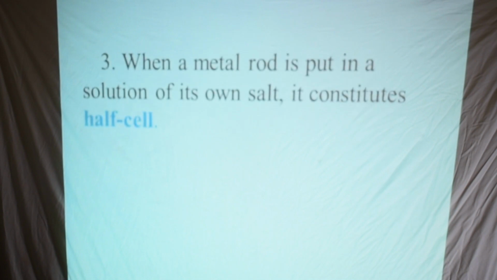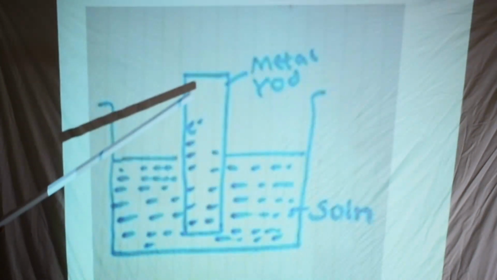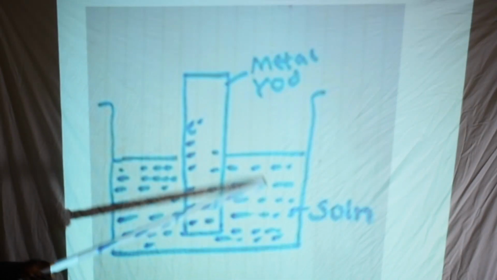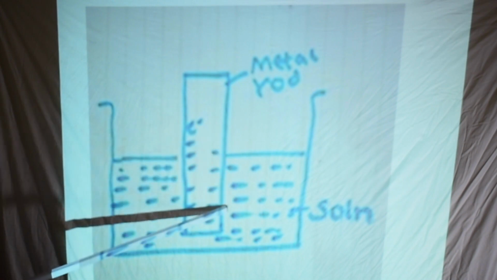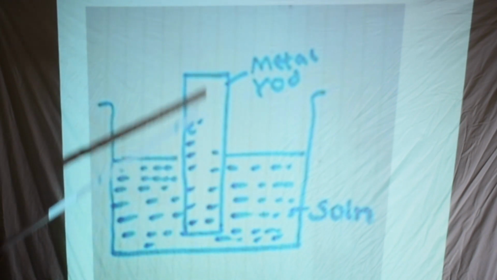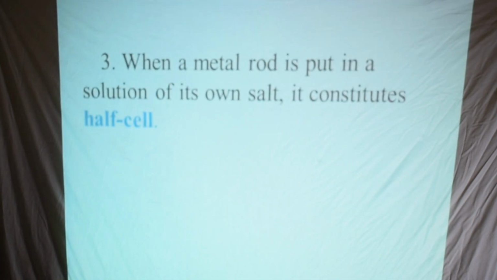Now, number 3, when a metal rod is put in a solution of its own ion, it constitutes what we call a half cell. If we have a metal rod like this one, you dip it into that. This one consists of a half cell. Why? Because we have a metal and its own ion, which we have in the solution here. It makes up what we call the half cell.